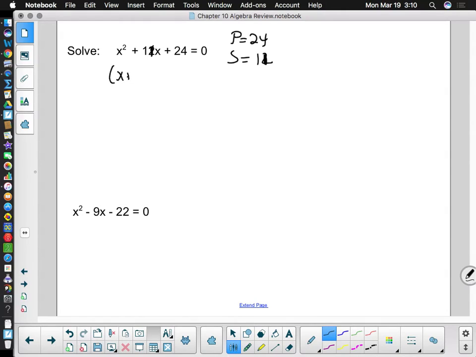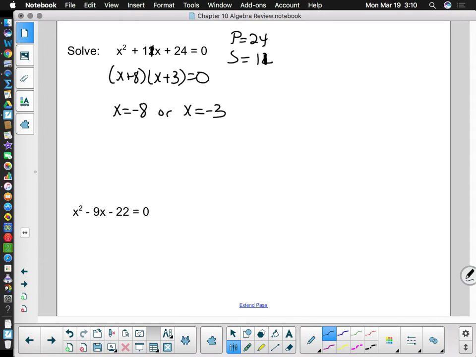So (x plus 8)(x plus 3) equals 0, because positive 8 and positive 3 are my magic numbers. So that means if that's true, that we're the opposite of these, x equals negative 8 or x equals negative 3. Because I put negative 8 in, I get 0 times negative 5, which is 0. Put negative 3 in, I get 5 times 0, which is 0.